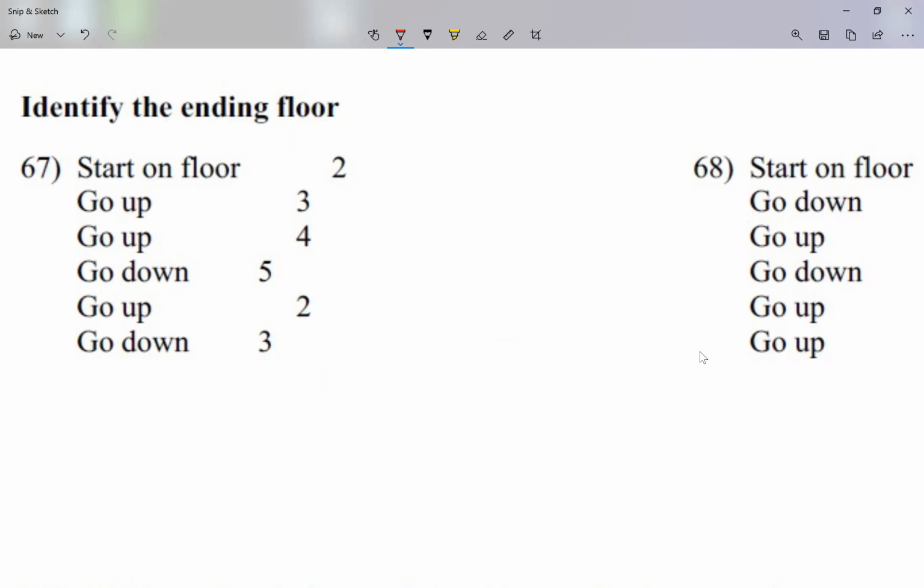But then I go down 5: 1, 2, 3, 4, 5. I'm on floor 4 now. Then I go down 2. So I'm on 4, I go down 2. So I'm on floor 2 now. And then lastly, I go down 3: 1, 2, 3. I ended on floor -1.